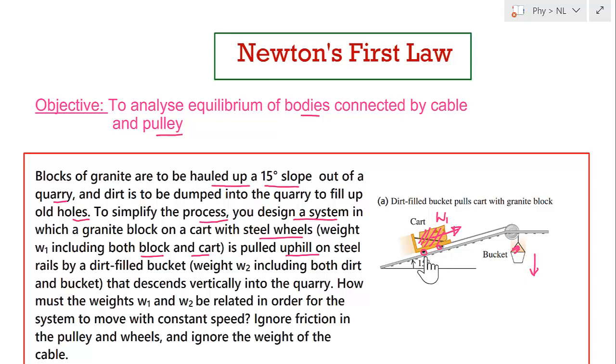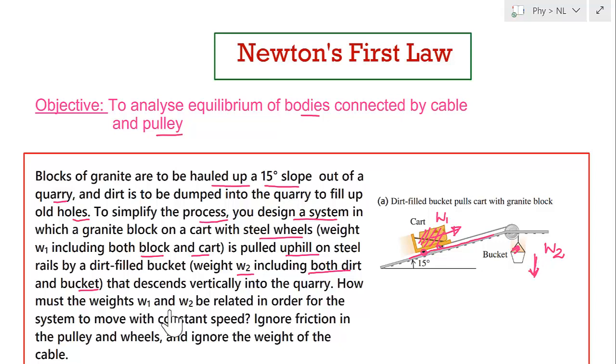And this is to be pulled up a hill on steel rails by a dirt-filled bucket. So this is going up on steel rails, and this goes because of this bucket that is filled with dirt, with weight W2 including both dirt and the bucket. So the weight of bucket plus dirt is given, that is equal to W2. That descends vertically into the quarry.